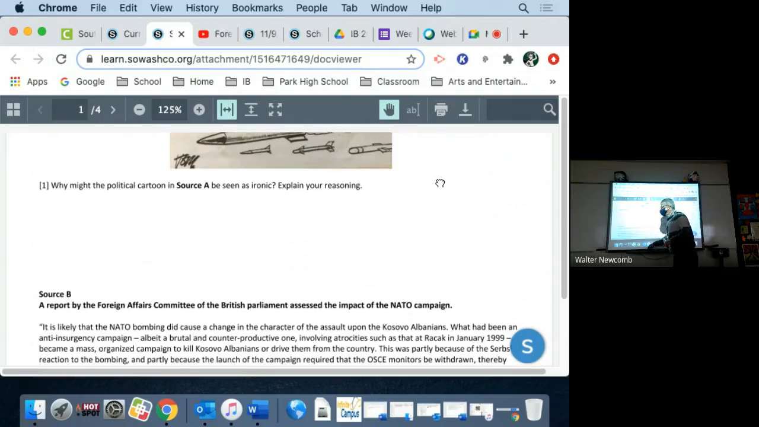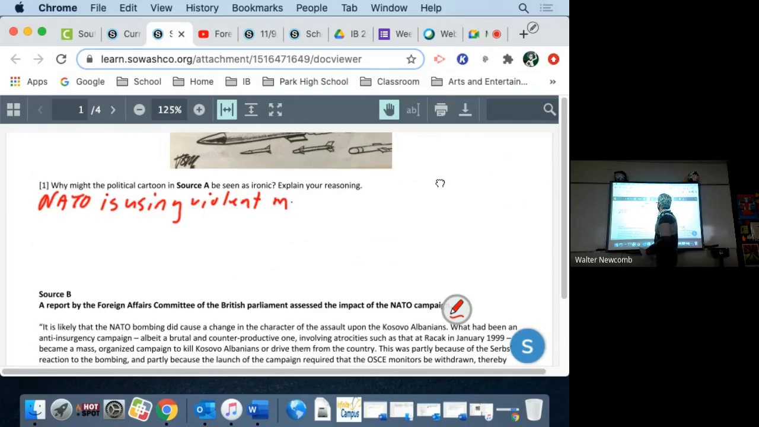Okay. All right. So how can we make these into sentences or statements that will help us answer this question? Remember, we always want to make sure that we are referencing the source here. NATO says that the Serbs are being violent, but NATO is using violent means to teach them a lesson. So NATO is using violent means to teach Serbs a lesson.